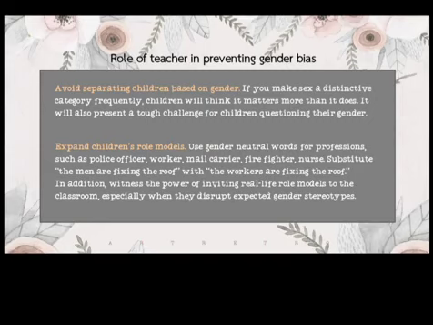Expand children's role models. Use gender neutral words for professionals such as police officer, worker, male career, firefighter, nurse. Substitute "the men are fixing the roof" with "the workers are fixing the roof." In addition, witness the power of inviting real life role models to the classroom, especially when they disrupt expected gender stereotypes.